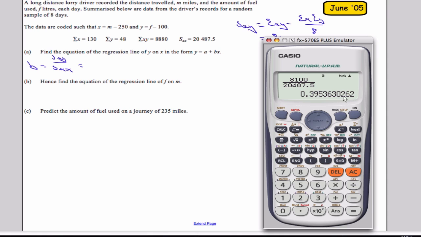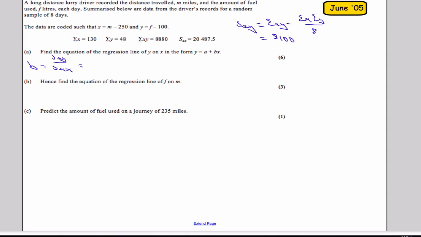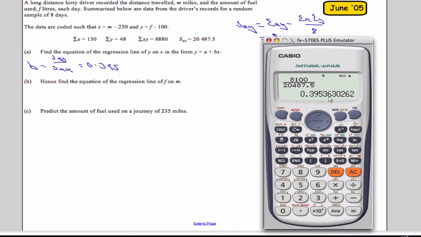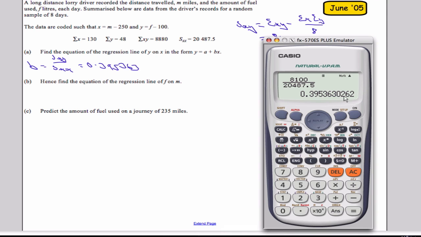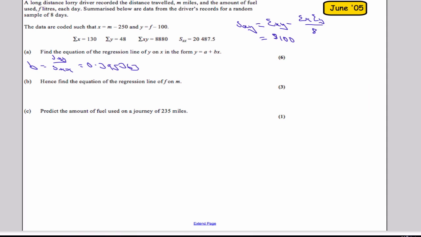0.39536, etc. I'm going to write down 0.395. In fact, let's write down the whole thing: 0.395363262. Okay, I want to maintain accuracy when I'm working out a.